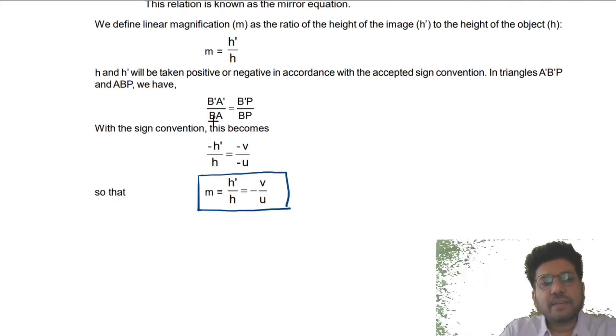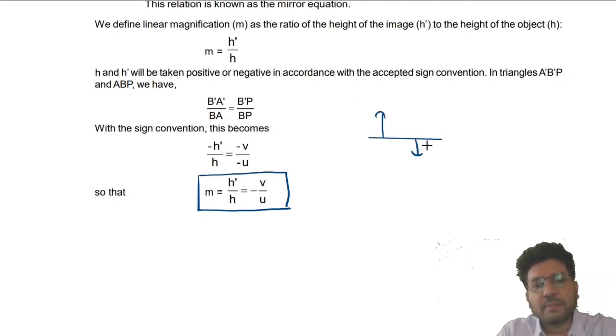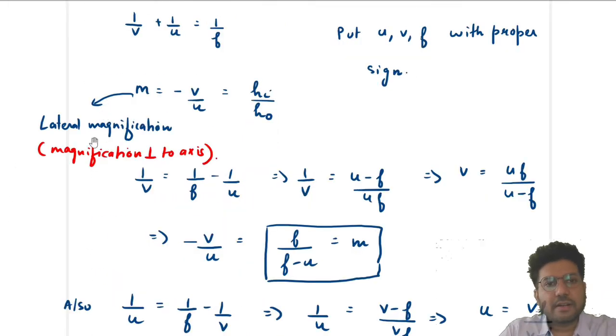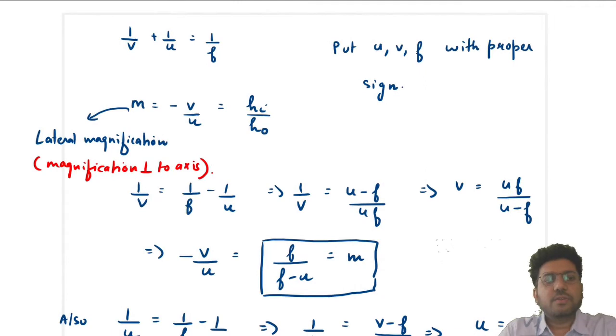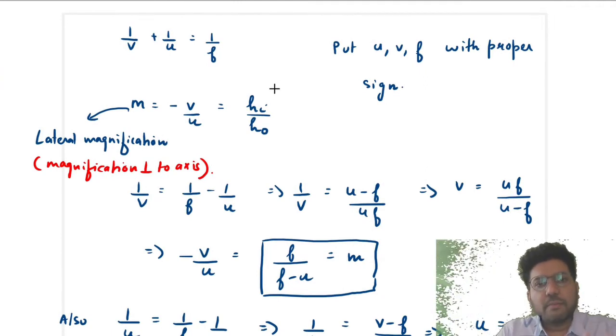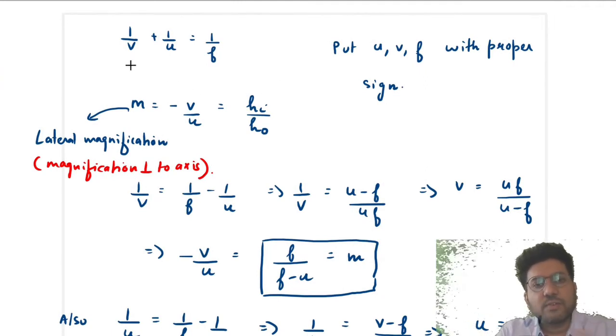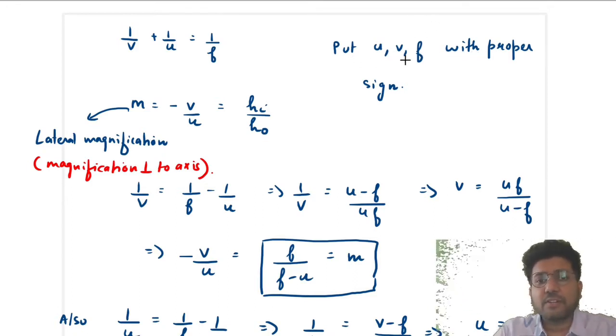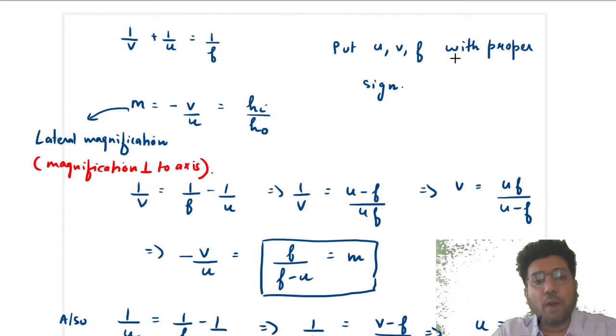Okay. Here also B dash A by BA you have to put with proper sign. Above the principal axis distances are positive, and below the principal axis distances are negative. That is why H dash is written as minus H dash, because it is below the principal axis. So again I'll repeat what are the formulas that you have to remember here. See, so derivation is only for boards, but for entrance you will need this formula and you have to use it properly, right? 1 by V plus 1 by U is equal to 1 by F. Again I am writing, put U, V and F with proper sign. This is very important. You have to put U, V and F with proper sign, right?